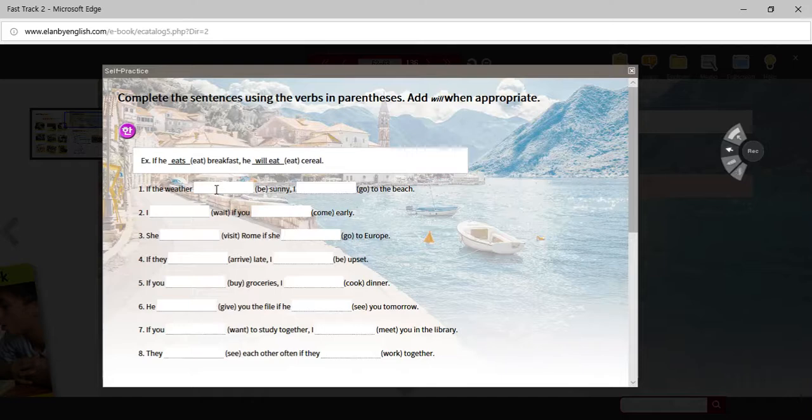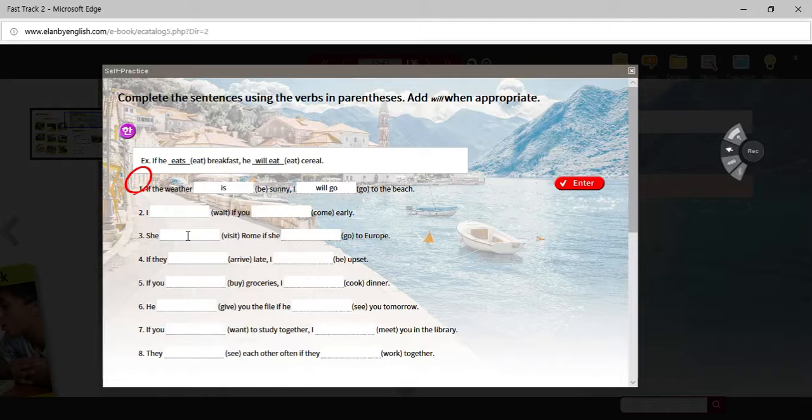So number 1, okay, much like the example, if the weather is sunny. So if it is sunny, we describe it as sunny. What's the verb? Go. I will go to the beach. Okay, so again, if this happens, I will go to the beach. If it rains, I will not go to the beach. Okay, correct. Let's skip number 2 for now. Let's go to number 3.